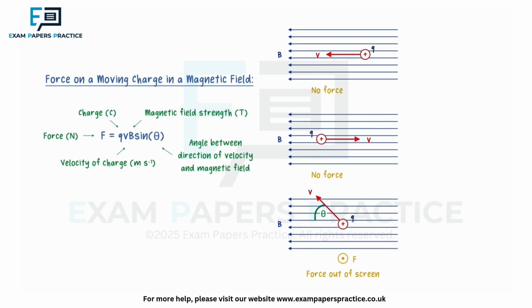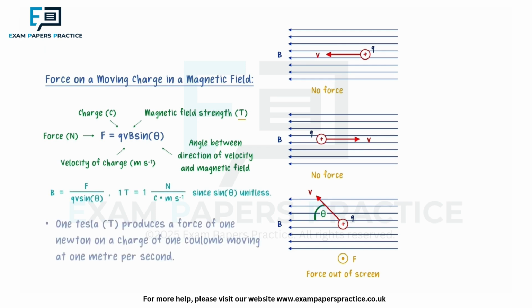The SI unit for the magnitude of the magnetic field strength, also called magnetic flux density, B, is the Tesla. We can rearrange this expression for B to see how the Tesla relates to the other units. Since sin θ is unitless, we find our magnetic field strength of 1 Tesla produces a force of 1 Newton on a charge of 1 Coulomb moving at 1 meter per second.